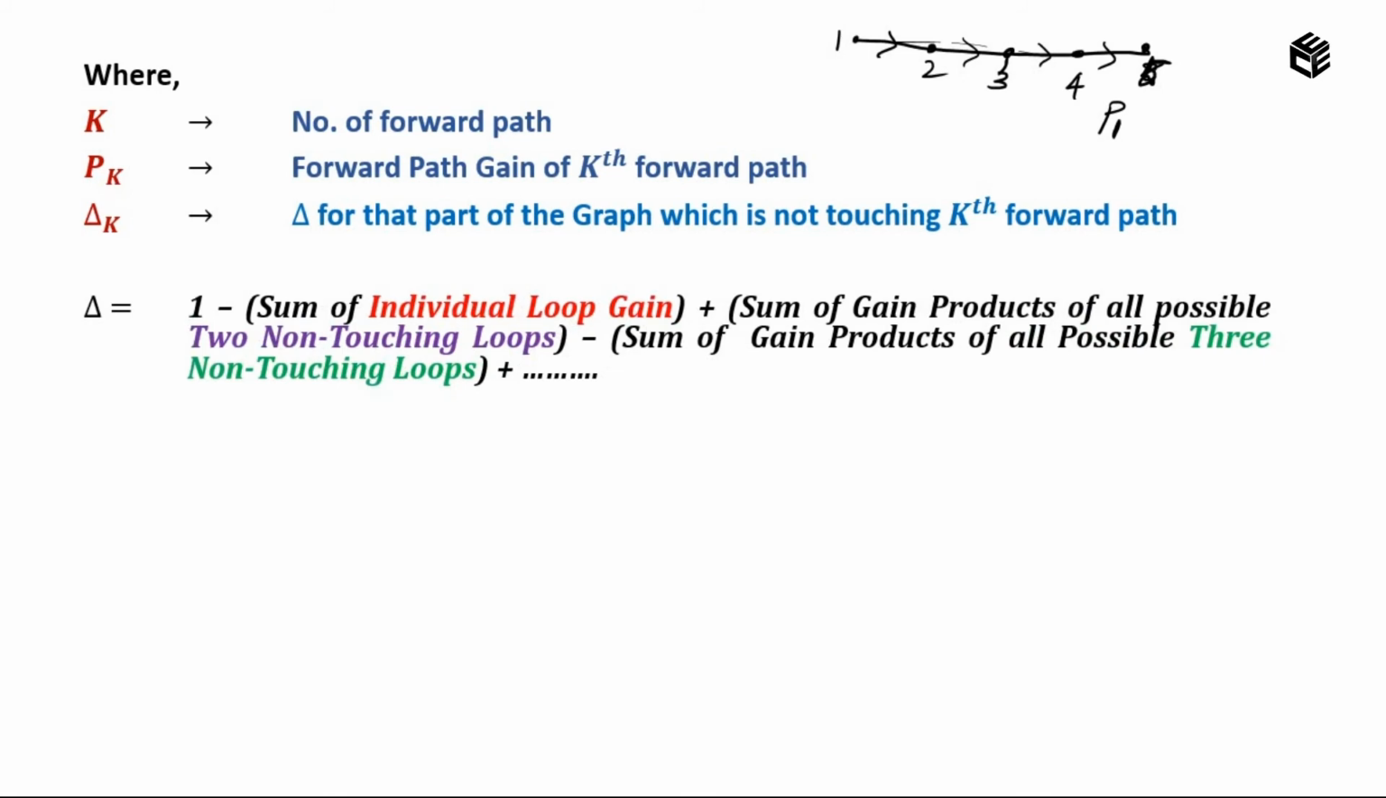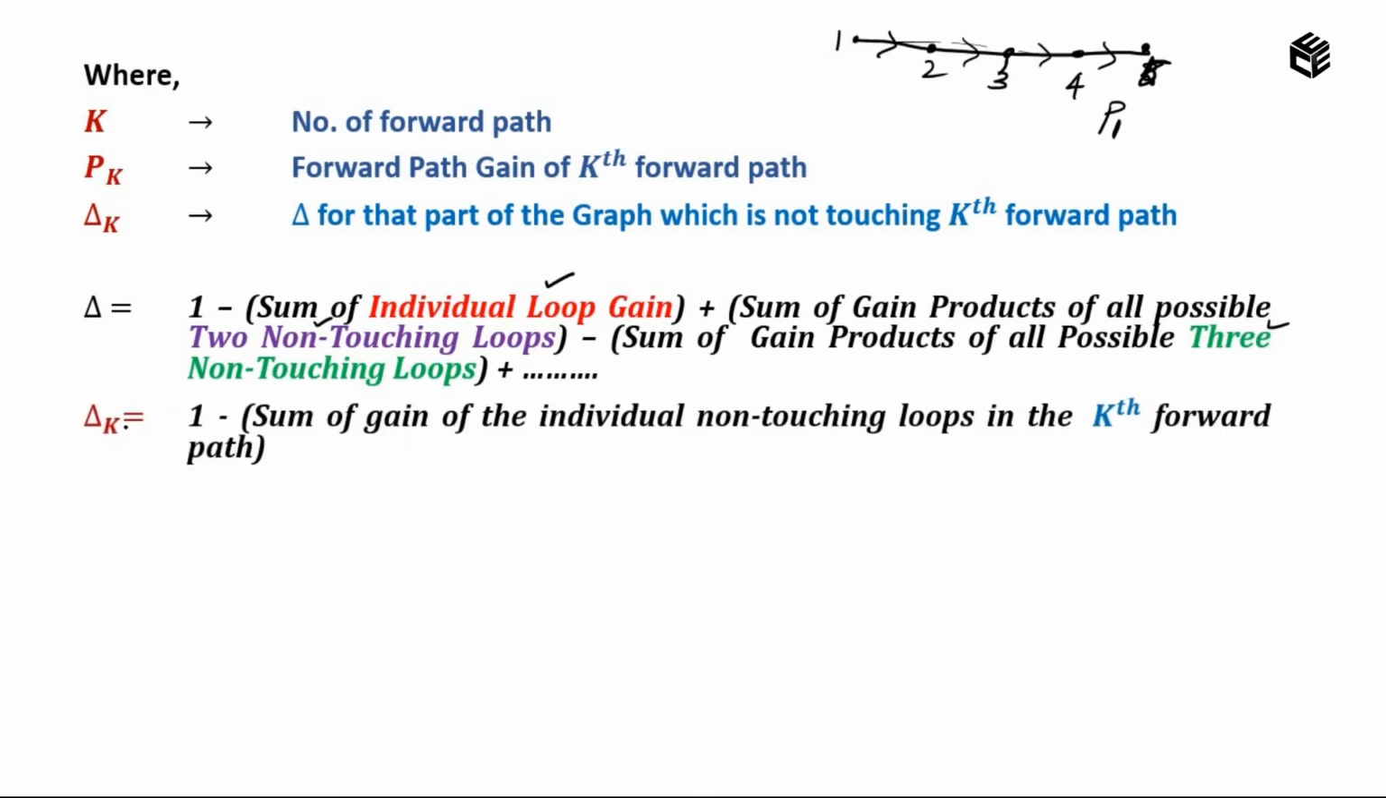Next is Δ. The formula to calculate Δ is 1 minus the sum of individual loop gains, plus the sum of gain products of all possible 2 non-touching loops, minus the sum of gain products of all possible 3 non-touching loops, plus the sum of, it goes like this. First is individual loop, next is 2 non-touching loop, next is 3 non-touching loop. What will be the next one? 4 non-touching loop. It goes on like this. The first one is minus, the next is plus, the third is minus, the next is plus. Alternate signs are used in the formula of Δ. So this is about the Δ formula.